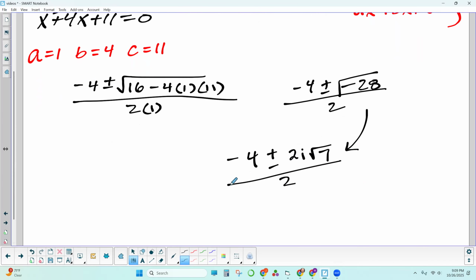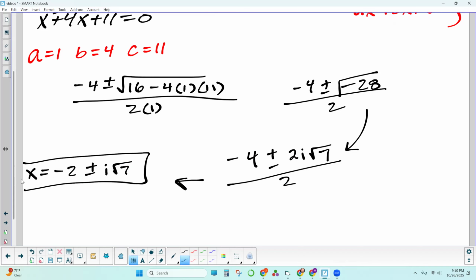Okay, now that I've simplified the radical here, the next thing I want to do is look at each term in the numerator and denominator and see if I can factor something out. I can pull out a 2, so I'm going to go ahead and do that. That's going to give me negative 2 plus or minus i root 7, and those are my solutions. Okay, so these are complex solutions.